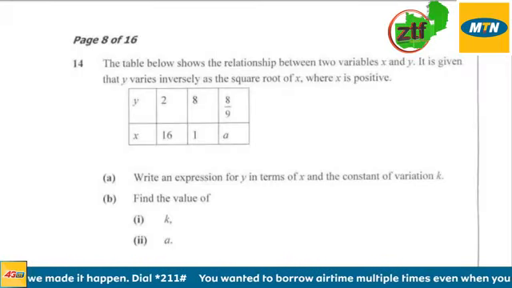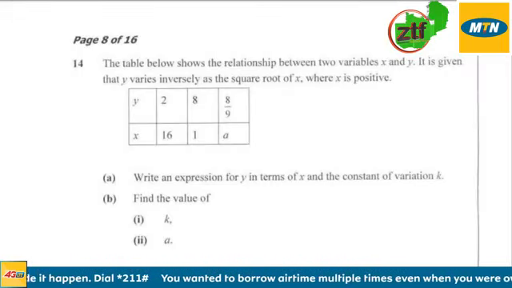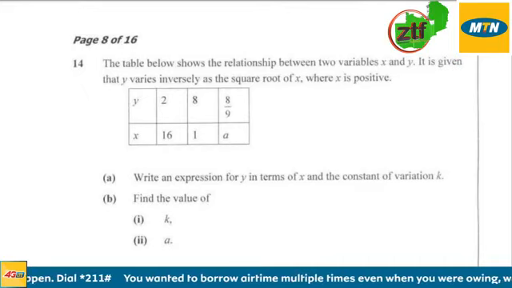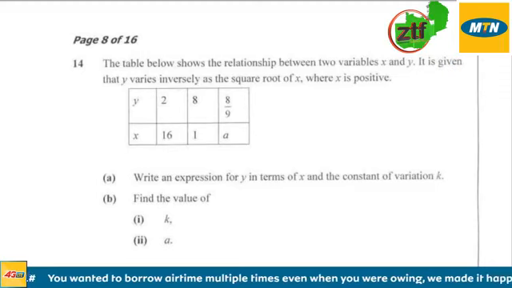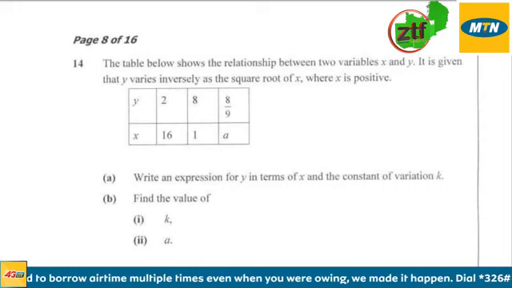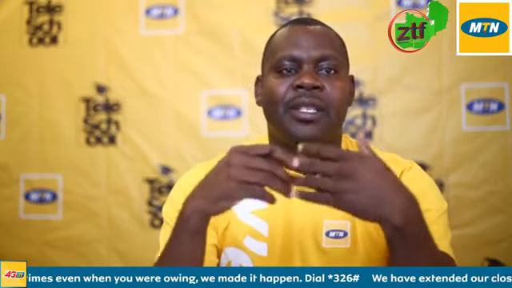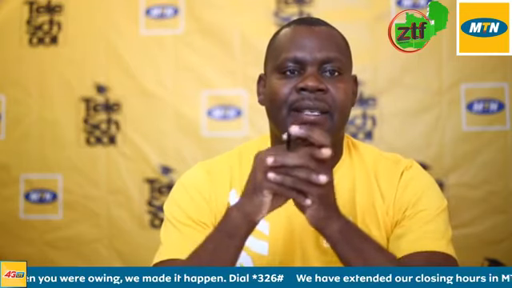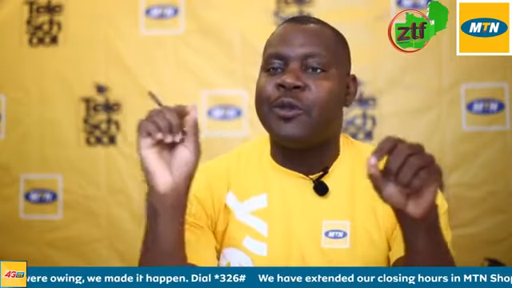It is given that y varies inversely as the square root of x, where x is positive. Now, this topic is on variation. There are different types of variation that you need to put into consideration. There's what we call direct variation, inverse variation, as well as joint variation. In the question that has been asked, we've been told that the two variables vary inversely.